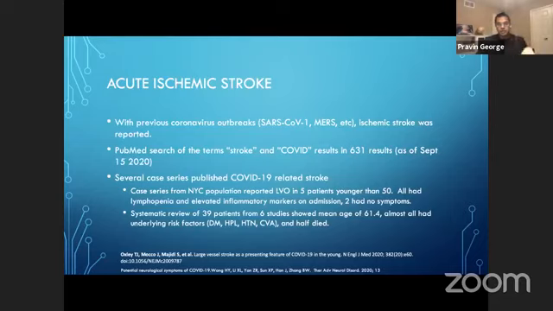They also did a systematic review of 39 patients from 6 studies, and that showed a mean age of 61.4. All of them had some kind of underlying risk factors, but surprisingly, about half of these patients died from this, and that I believe was from a Wuhan cohort as well. So stroke happens a lot more often with these patients, but it's also happening in younger populations.